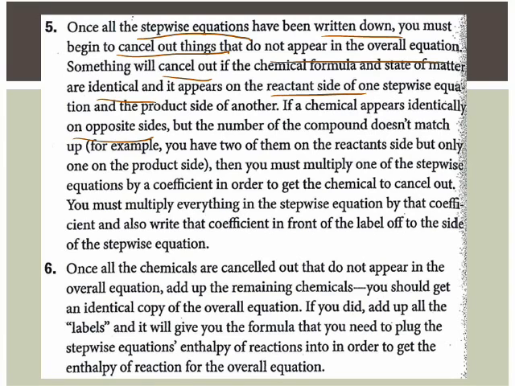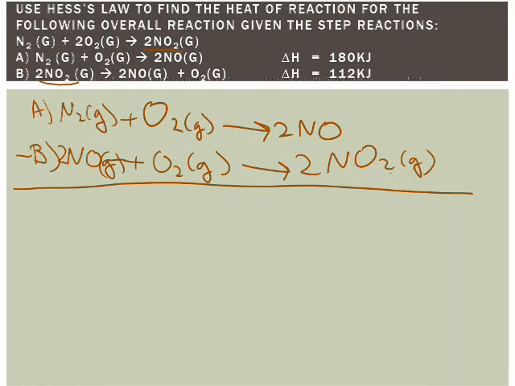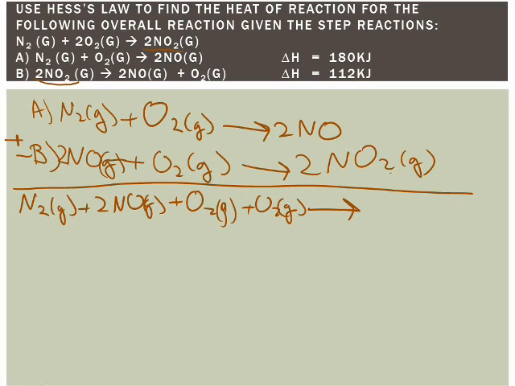What do we mean by that? Well, let's take a look. Let's start canceling things out. Before that, we have to add it up, though. So we're going to add all these two equations up. What does that mean? We add up the reactants and then the products. So we get N2 plus 2NO plus O2 plus O2 goes to 2NO plus 2NO2.